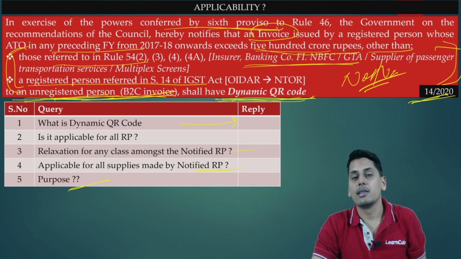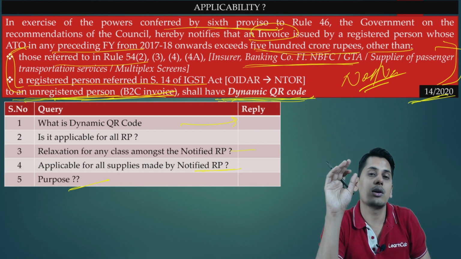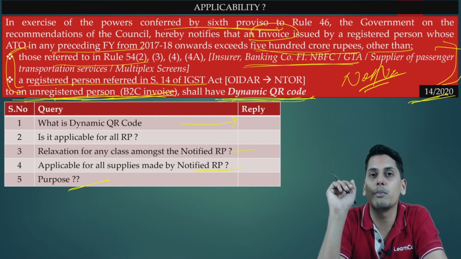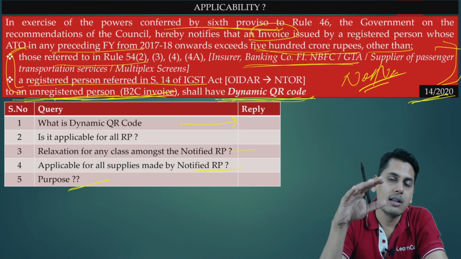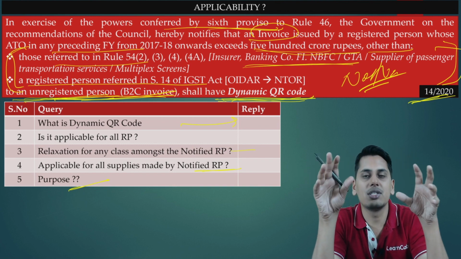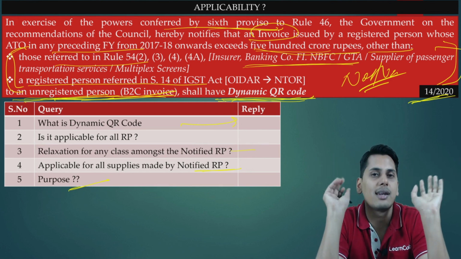So friends, here the purpose of this particular QR code, which is there in the 6th proviso to rule number 46, is to promote digital payments, and the objective behind promoting digital payments is to arrest the last mile transactions.